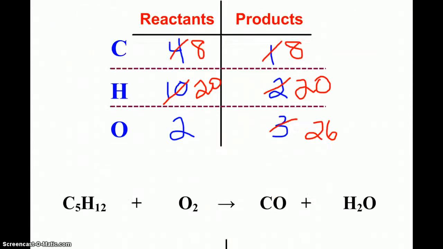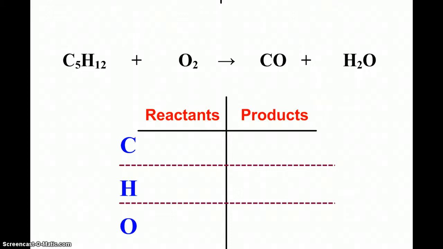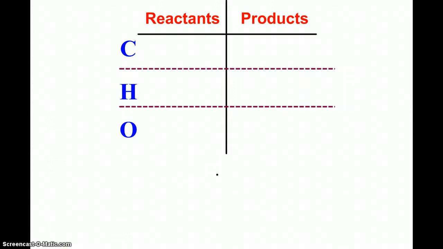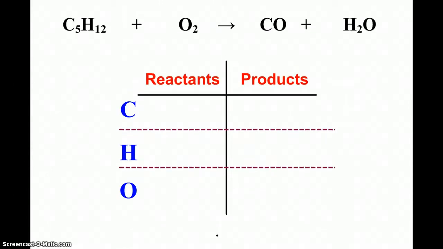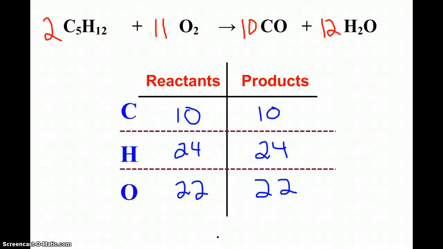So there's one more example on that paper I gave you, and here we see the combustion of pentane, and so give that one a try and see if you can balance this. Pause the video and then I'll show you the answer. So here you see the answer. It was another double the recipe, and when I do that I can get 10 carbons in and out, 24 hydrogens in and out, and 22 oxygens in and out.